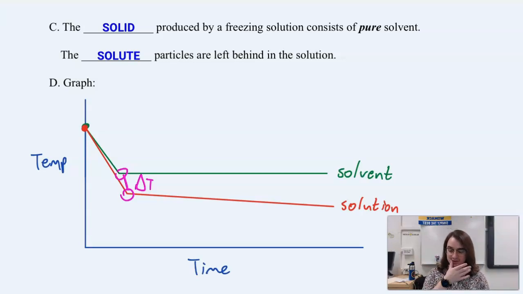The actual name for this equation is called freezing point depression. And maybe that helps you remember, because depression means to go down. Boiling point elevation means to go up. So they're kind of inverse of each other.